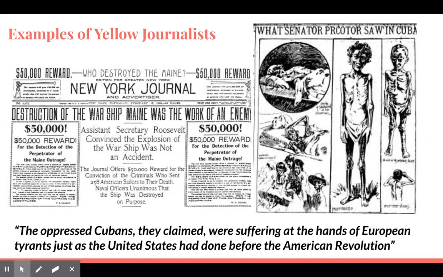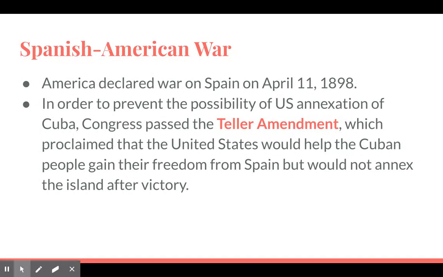The oppressed Cubans, they claimed, were suffering at the hands of European tyrants, just as the United States had done before in the American Revolution. They're basically saying, look how much they're suffering. Shouldn't we get involved? So you combine these two things together. Spain has attacked us, and we should help these innocent, weak Cubans. That leads to America declaring war on Spain.